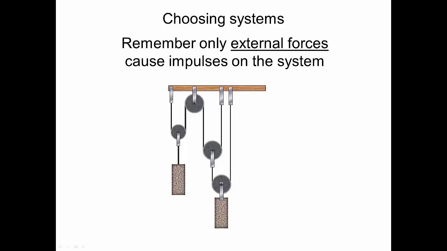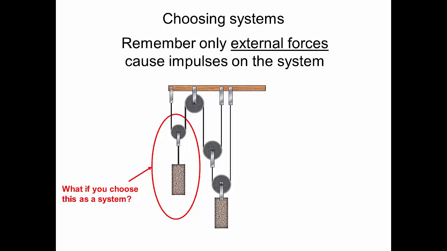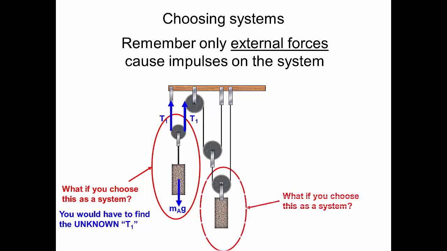Let's look at another way to choose systems for this kind of a problem. Again, remember, only the external forces cause impulses on the system. So let's carefully choose the systems that we want to use to solve this problem. What if I chose this as a system? Well, then I would have the weight of the block, and I'd have the tension T1 on the pulley as the forces acting on this system. You would have to find the unknown T1 in this case. But that only solves part of this pulley problem.